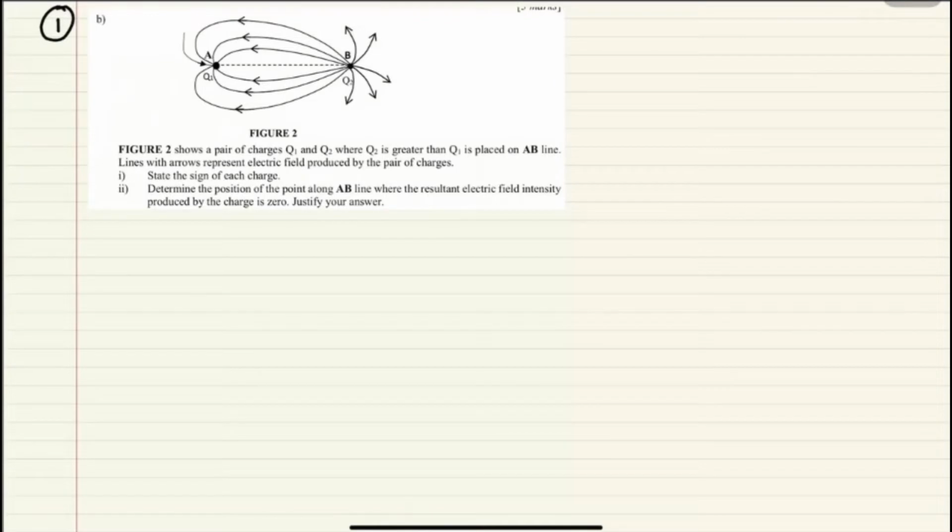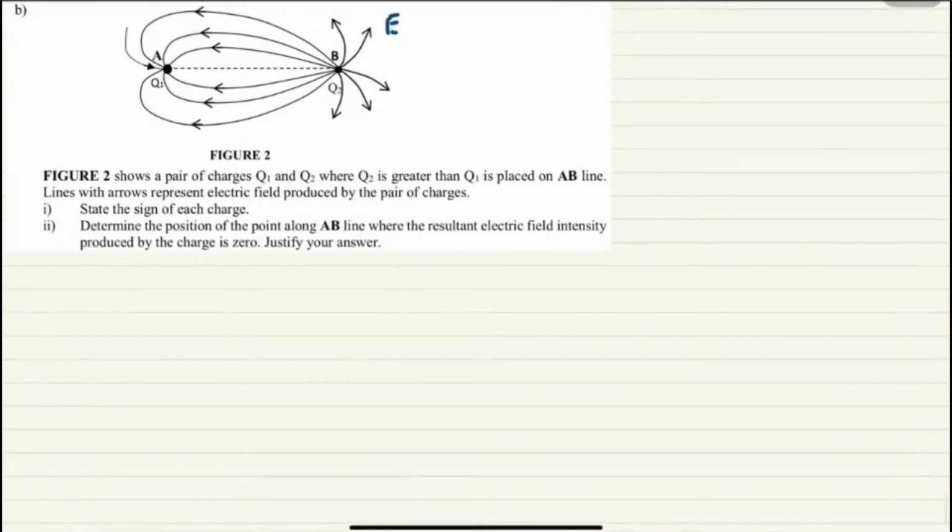Yes. Okay, so for this question, the diagram shows a pair of charges Q1 and Q2, where Q2 is greater than Q1. It says that Q2 here is greater than Q1 in terms of magnitude, and they are placed on the AB line. So this is the line. Lines with arrows represent the electric field produced by the pair of charges. State the sign of each charge.